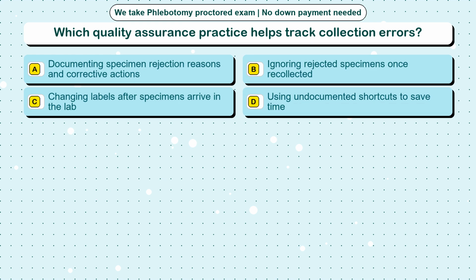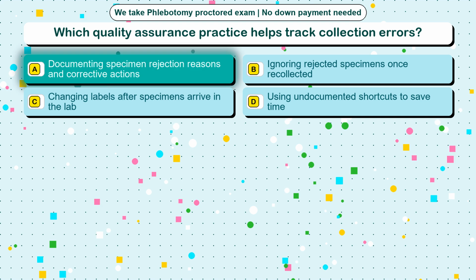Question 61. Which quality assurance practice helps track collection errors? Option A, documenting specimen rejection reasons and corrective actions. Option B, ignoring rejected specimens once recollected. Option C, changing labels after specimens arrive in the lab. Option D, using undocumented shortcuts to save time. The correct answer is option A, documenting specimen rejection reasons and corrective actions.